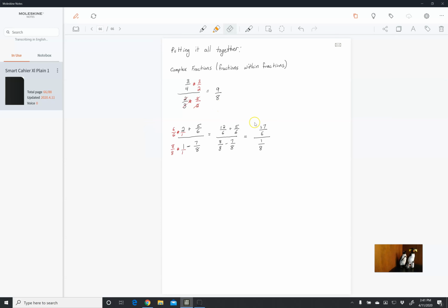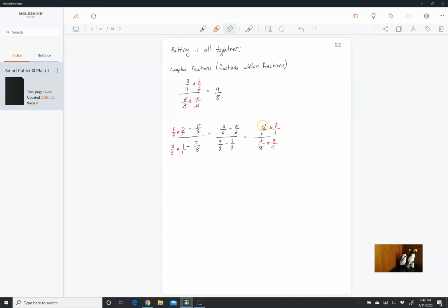Okay. And at this point, we have a fraction over a fraction. So we can do exactly what we did up here and multiply the bottom by the reciprocal and the top by the reciprocal of the bottom. So we're going to multiply the bottom by 8 over 1 because that's its reciprocal. The 8's will cancel, the 1's will cancel. And we have to do exactly the same thing on top.